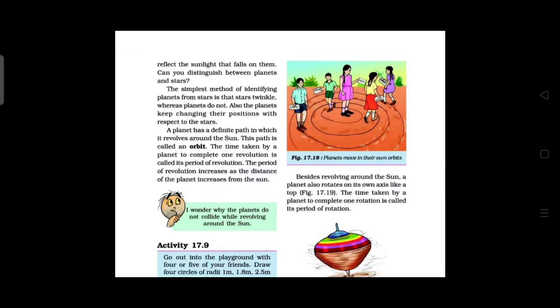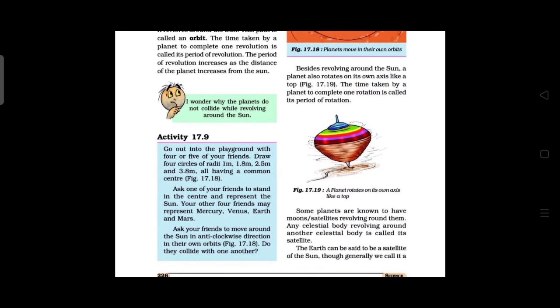Period of rotation. The time taken by a planet to complete one revolution is called what? Period of revolution. The time taken by a planet to complete one rotation is called what? Period of rotation.